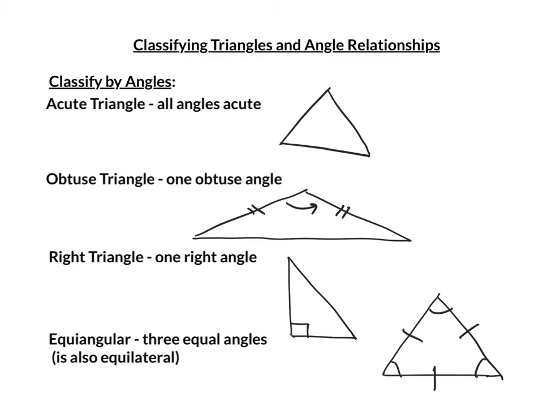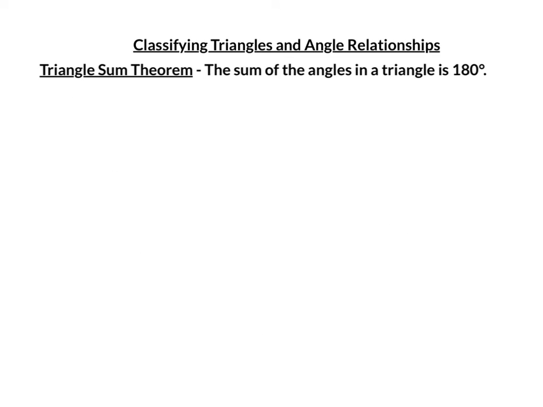It turns out that an equiangular triangle, which is also equilateral, has three 60-degree angles. And this is because, as we'll discover in a moment, of the Triangle Sum Theorem. All the angles in a triangle add to 180 degrees. The Triangle Sum Theorem is something we use a lot. You have to know that the sum of the angles in any triangle is 180 degrees.